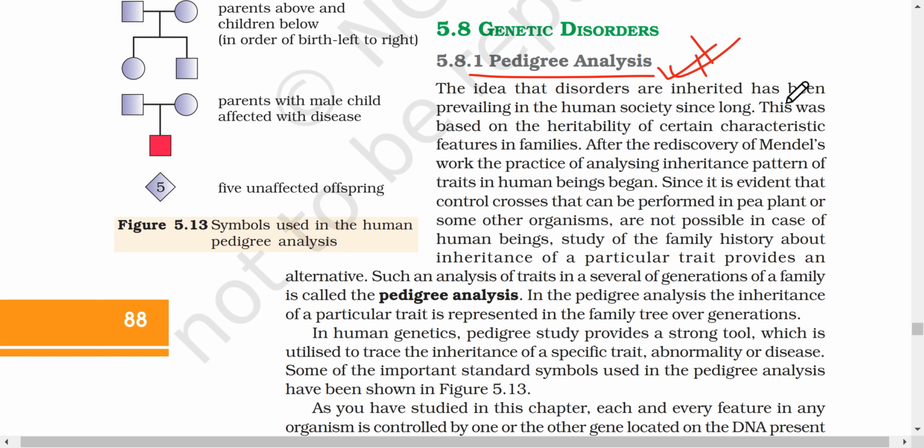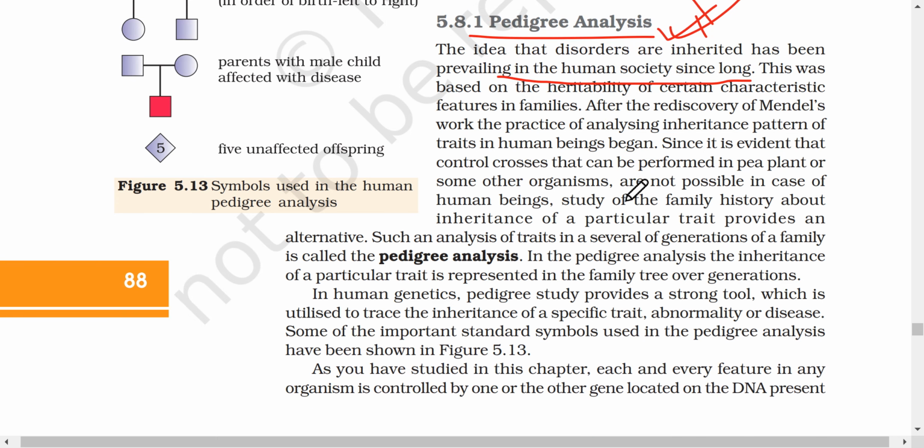Fine. The idea that disorders are inherited has been prevailing in human society since long. This was based on the heritability of certain characteristics, features, and families. After the rediscovery of Mendel's work, the practice of analyzing inheritance pattern of traits in human beings began. Since it is evident that controlled crosses that can be performed in pea plants or some other organisms are not possible in case of human beings, study of the family history about inheritance of a particular trait provides an alternative.